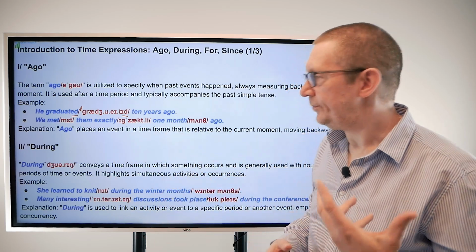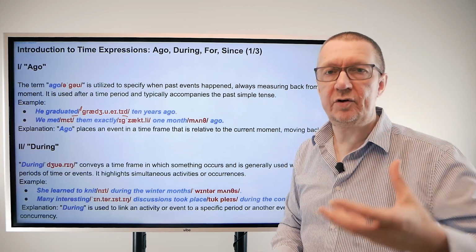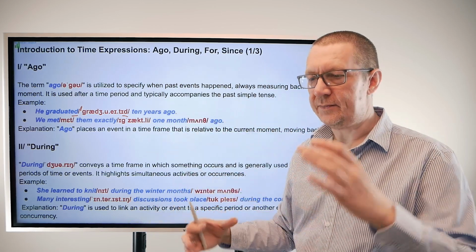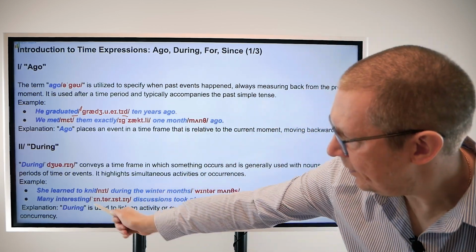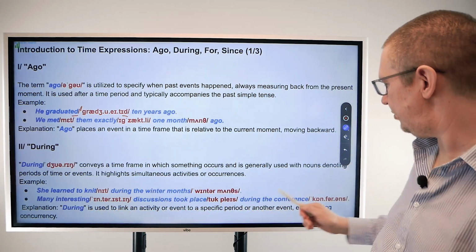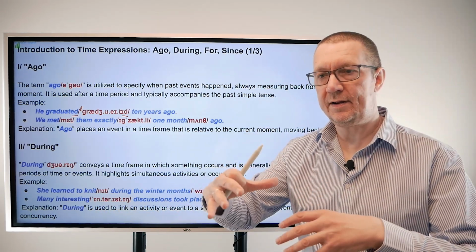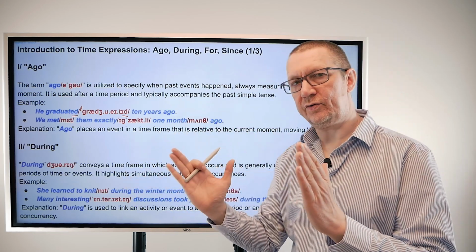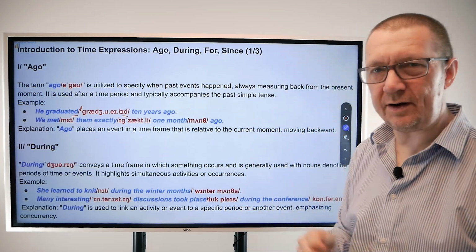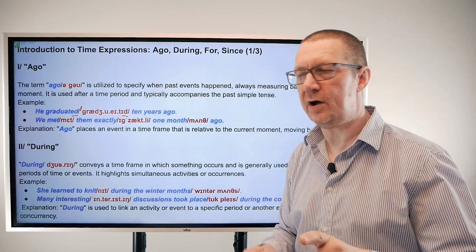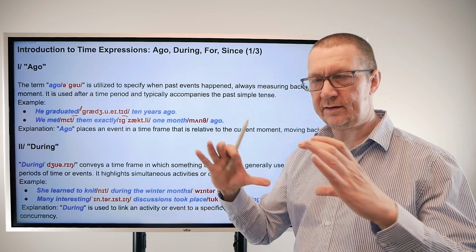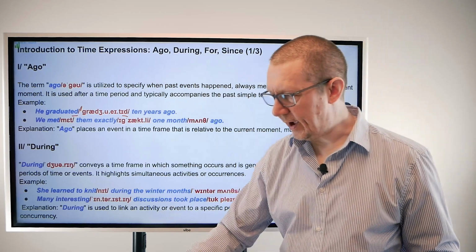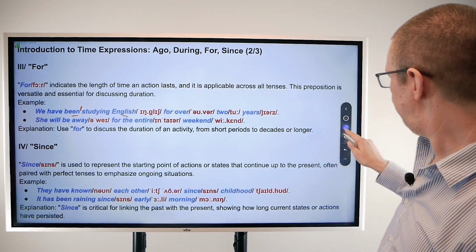So for example, I was studying or I was working during my study holiday. So when I had this time off from study, I was working. But this was happening at the same time. So many interesting discussions took place during the conference. So the conference was happening and the discussions were happening at the same time. So whilst this was happening, that was also happening during. Okay, and it's kind of interesting and important to know that if you want to talk about two events going on at the same time, parallel, during is the perfect word for it. Okay, let's have a look at the next one.